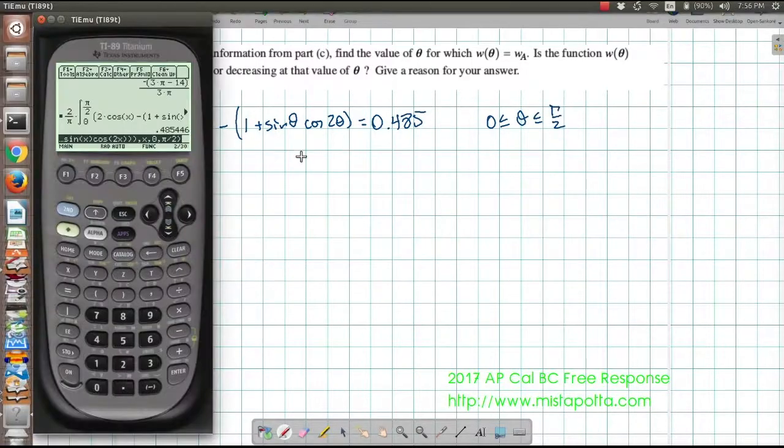So one last time to our calculator. Let's go back over here. We're going to do 2 cosine of theta minus the expression 1 plus sine of theta times the cosine of 2 theta. And I want this to be equal to 0.485.